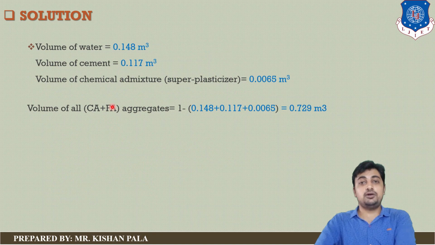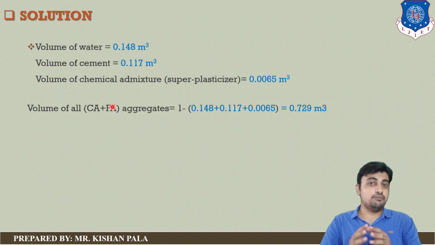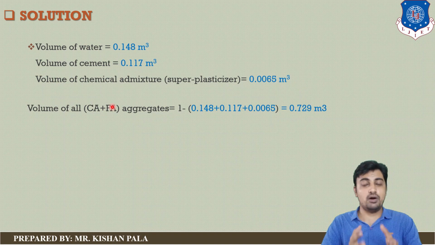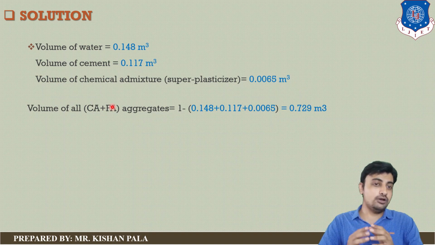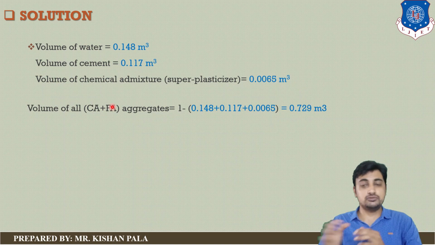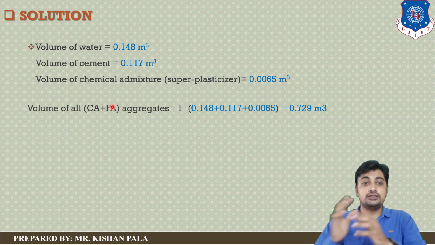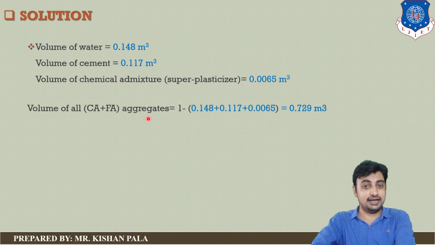And as we know, in our concrete mass, we are using the coarse aggregate, fine aggregate, water mass, admixtures, and plasticizer and super plasticizer. So we have to find out the volume of aggregates. So we have to deduct the volume of water, cement, and admixture from the total volume. So we can easily calculate the volume of all aggregate.